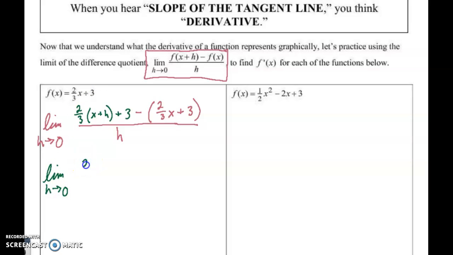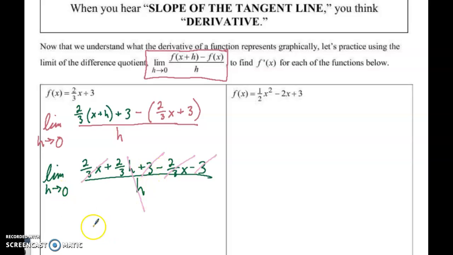Distribute that 2/3 to each one, plus 2/3 h plus 3 minus 2/3 x minus 3 all over h. And this is where everything starts to cancel. 2/3, 2/3 x, 3 minus 3. These h's even cancel because that's all that's left. And so there's no 0 to plug in anywhere, so you're just left with 2/3 as this final answer.